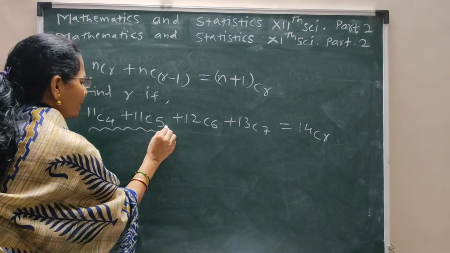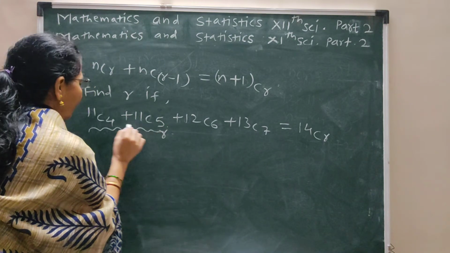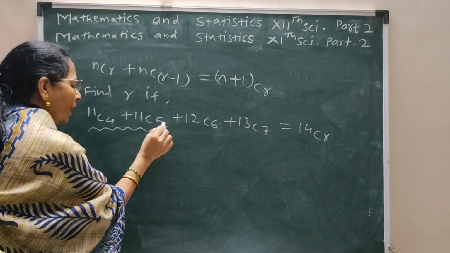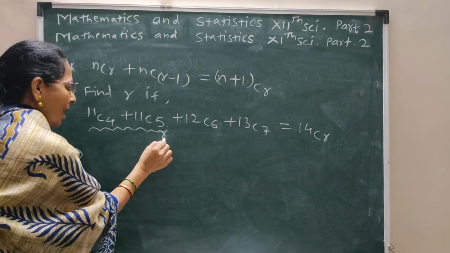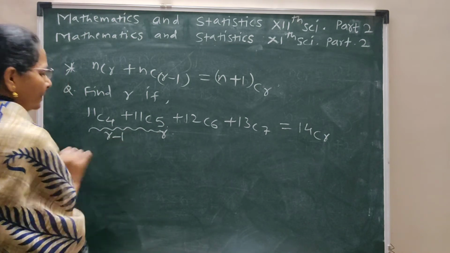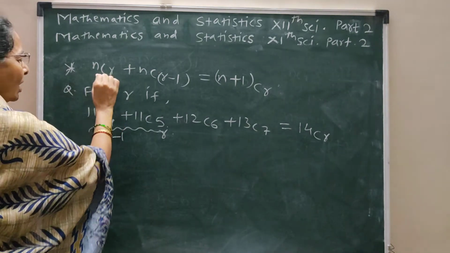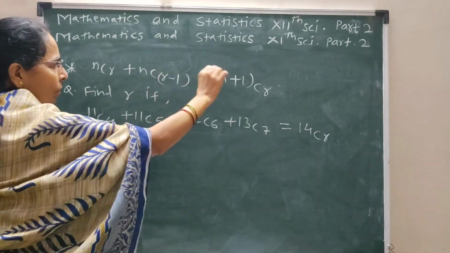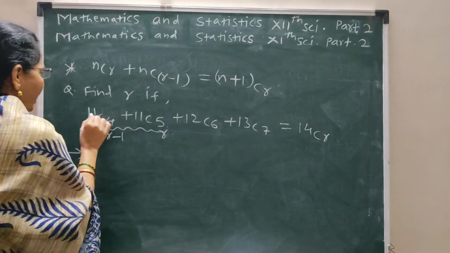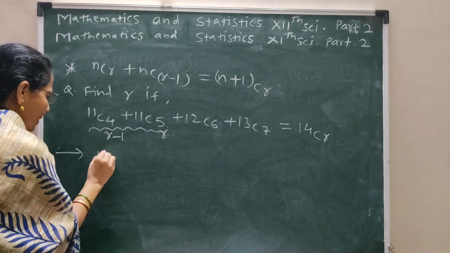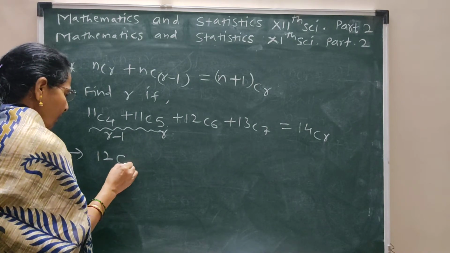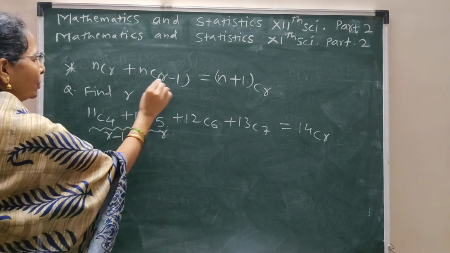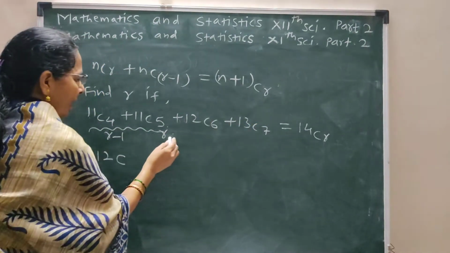Suppose this is r, then this is 5, this is 4, this is r minus 1. So use this formula. 11 is there, that means n. So n plus 1, take 11 plus 1 is 12, C. Now r we have to take, r is 5.